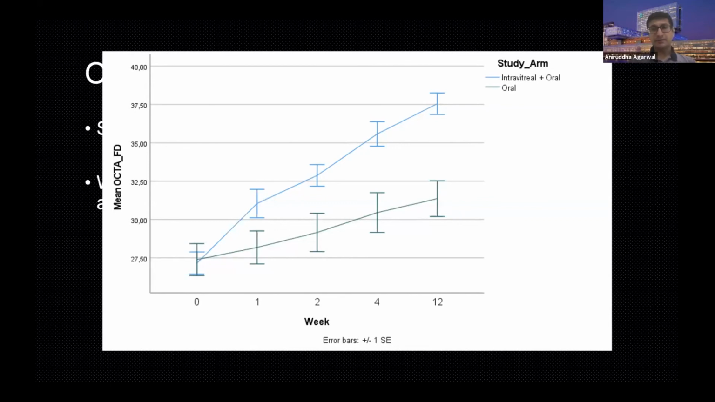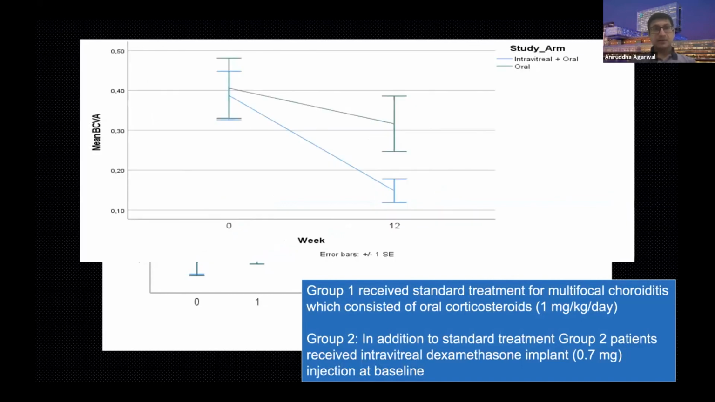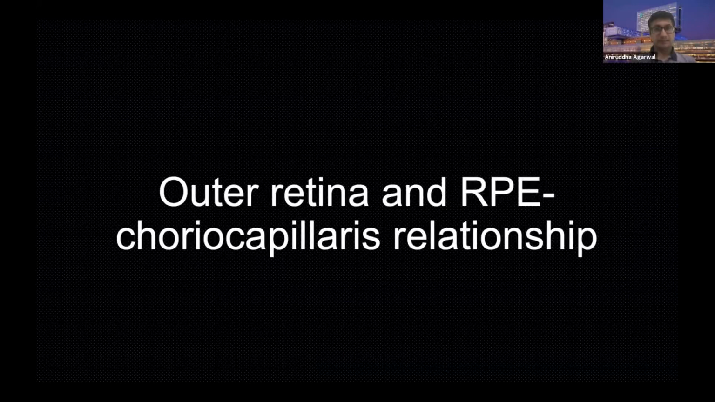We randomized them to receive oral therapy, and the other arm received intravitreal Ozurdex plus oral corticosteroid therapy in choroiditis. We realized that patients who received combination therapy had much better improvement in the flow deficit areas on OCT angiography. So group 1 received standard treatment, group 2 received intravitreal dexamethasone implant at baseline. Patients who received dexamethasone implant also had better improvement in the visual acuity at 12 weeks.